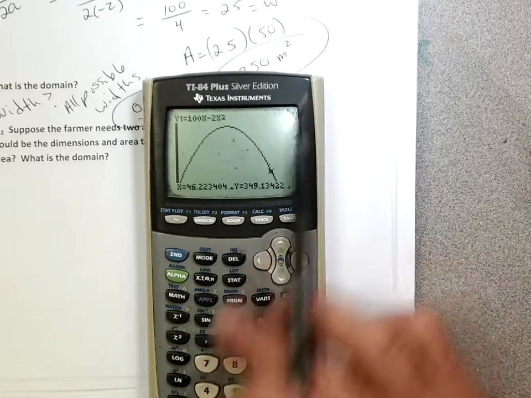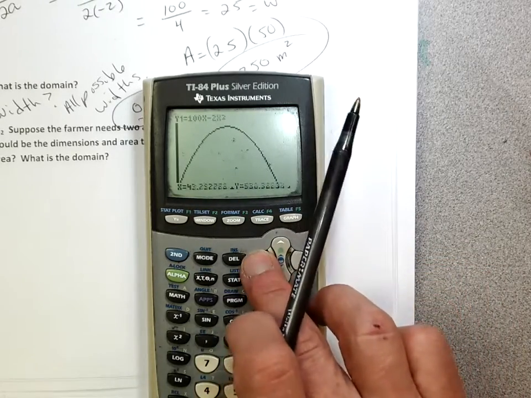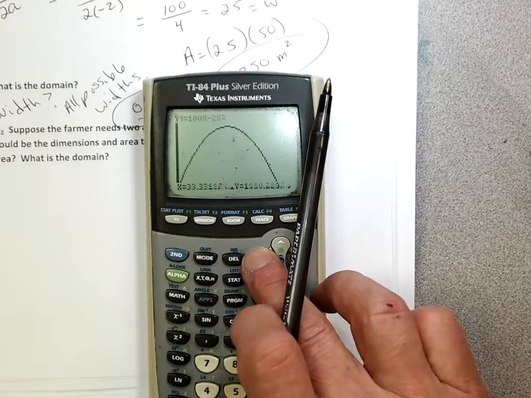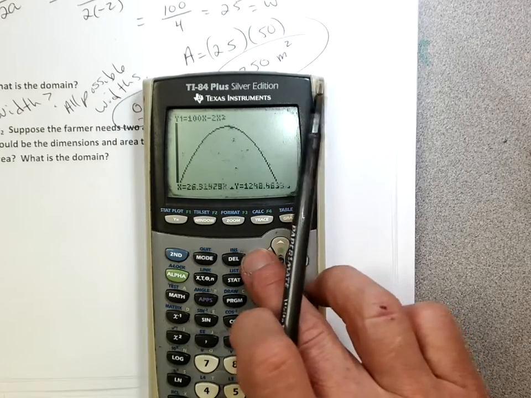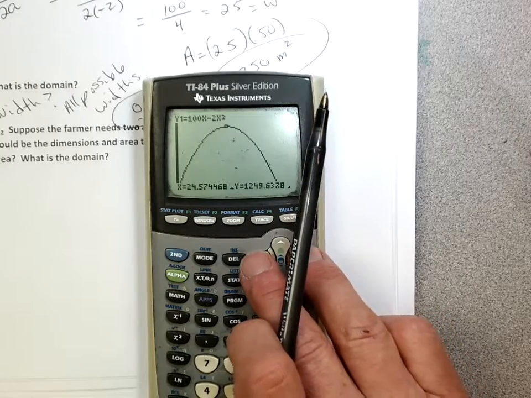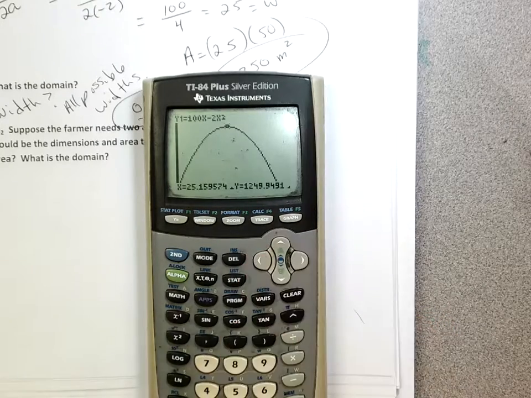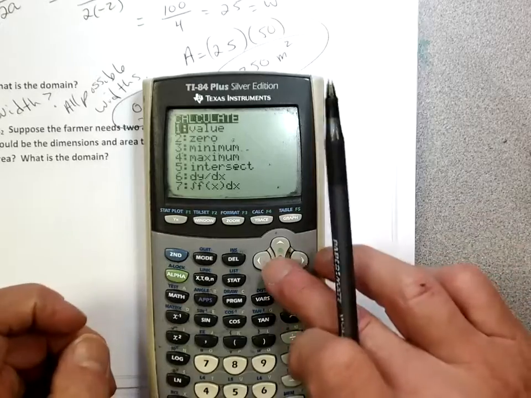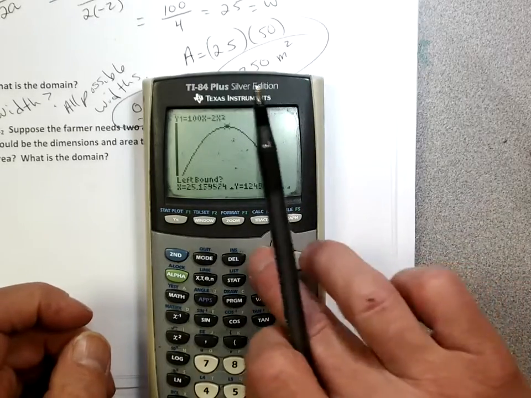Right up here. And so our maximum should be at 25 and 1,250, right? Right about there. What do you know? 25. There's our maximum, right? And I could do my calculate max, right? There you go. Enter.